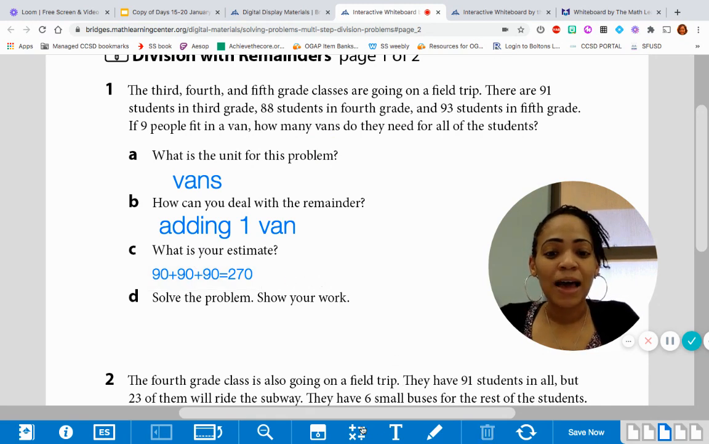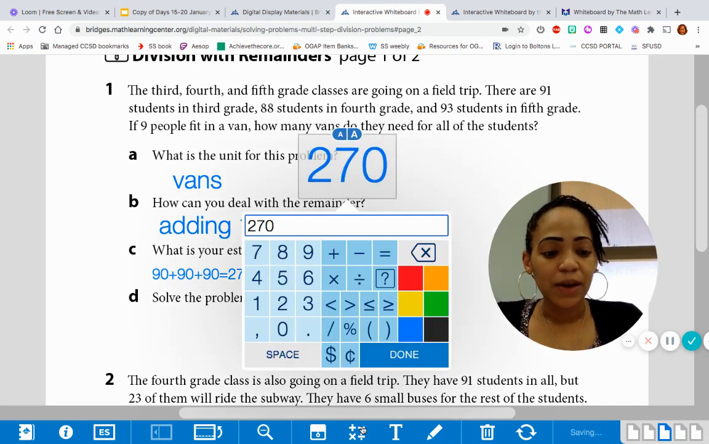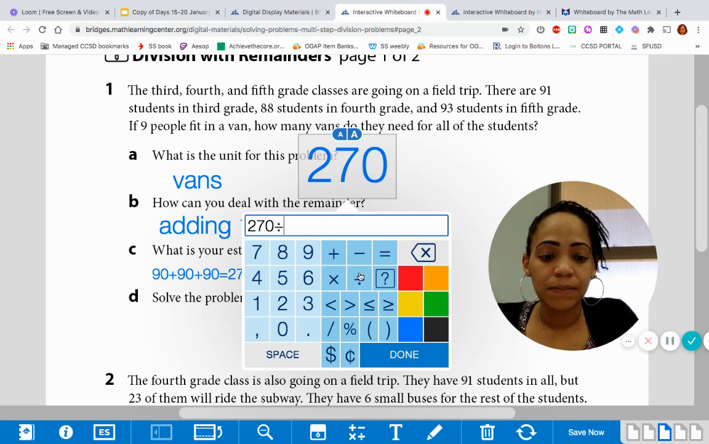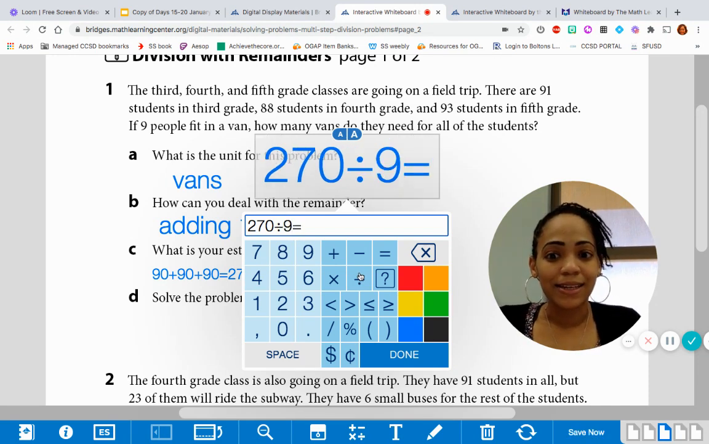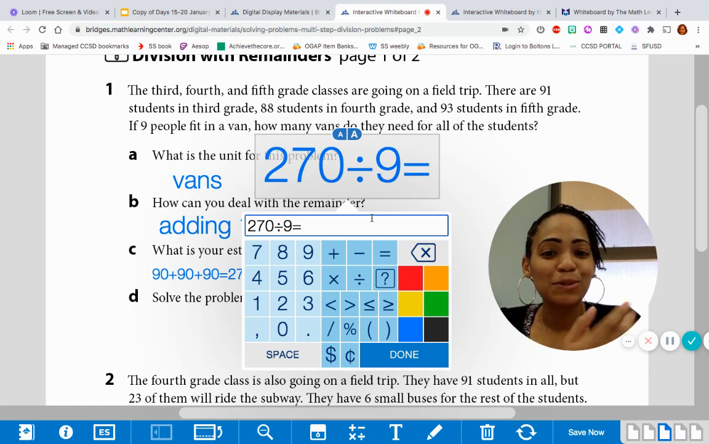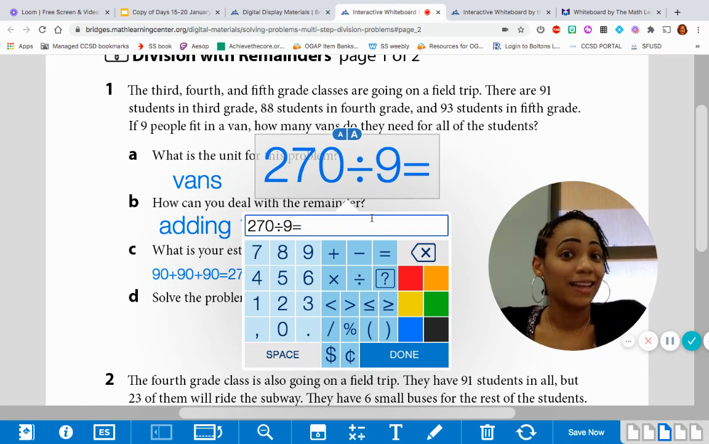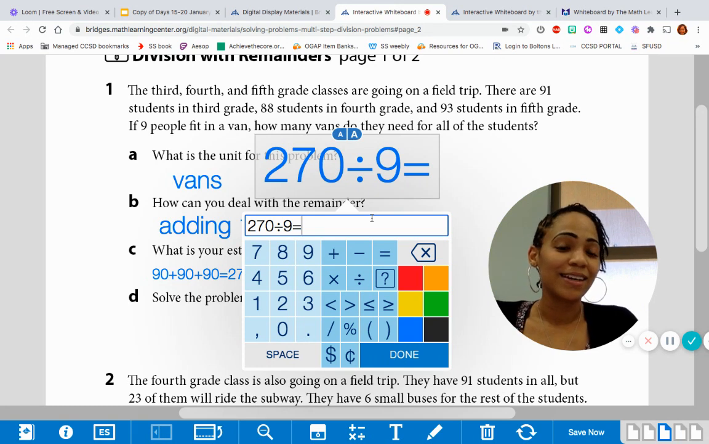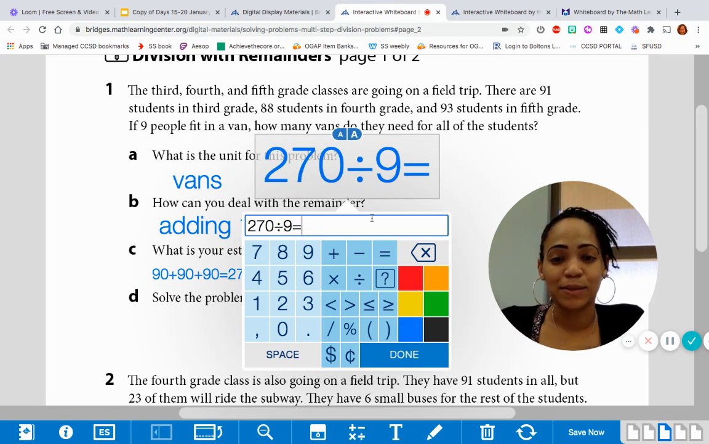Okay, so we now take the 270 and we're going to divide that by 9. And let's think. We know how many 90s it takes to give us 270, so maybe that'll give us a hint for our estimate. Did you get 30? Because 9 times 30 is also 270 because it's like saying 9 times 3 times 10. Since 30 can be broken down into 3 times 10.